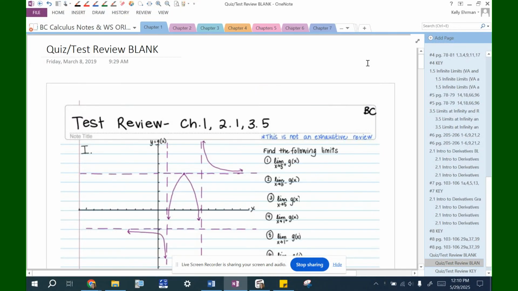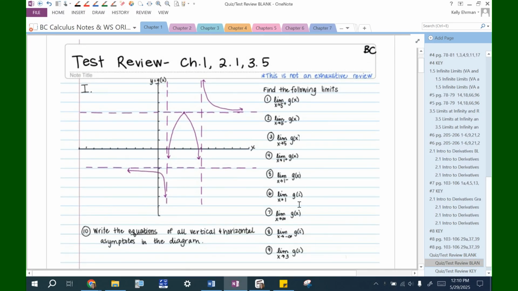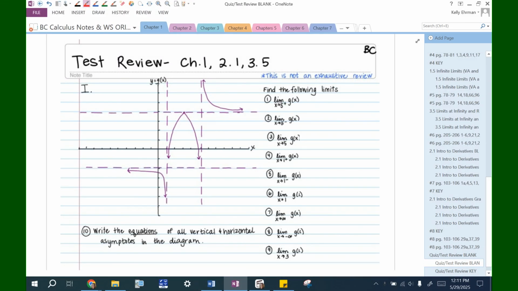All right, this is the review. I think this is actually a quiz, but basically we're covering chapters 1, Intro to Derivatives 2.1 and 3.5. One thing that's not really covered much on this review is that rectilinear packet, so make sure you go back and look at that. Start with limits.